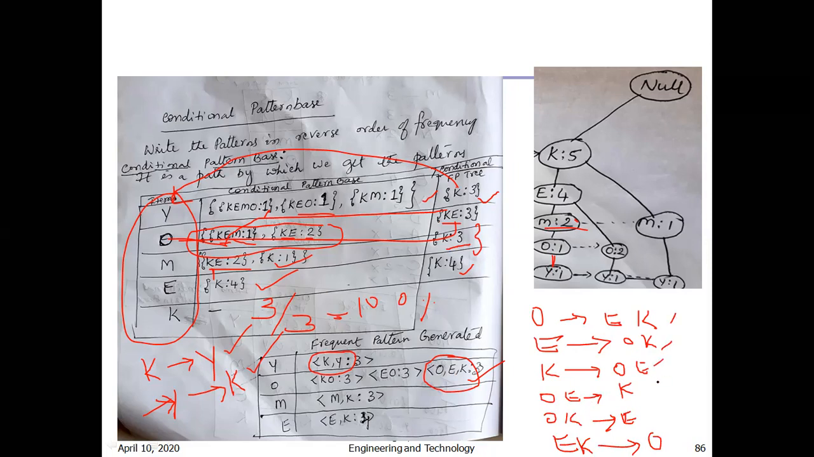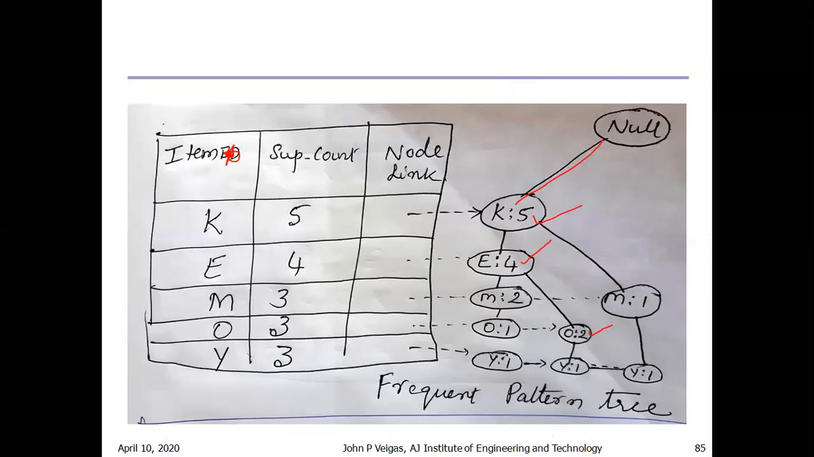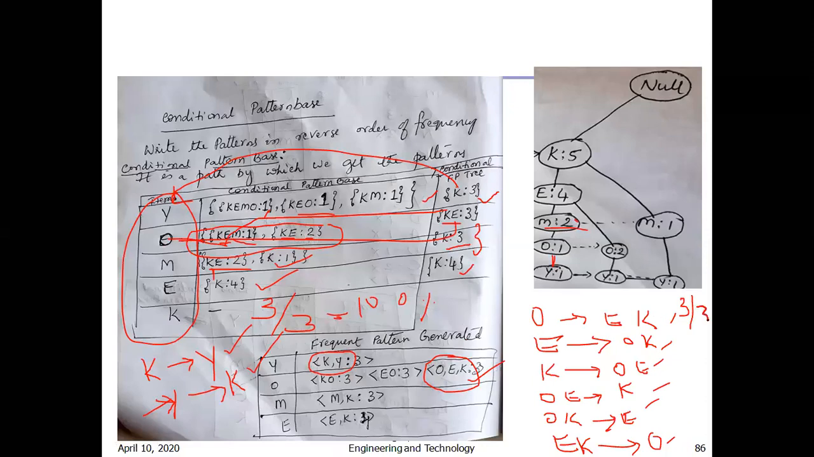For each one, we need to determine the confidence. So confidence is given by support of O, E, K together, which is 3, divided by support of O. What is the support of O? Support of O is 3. So this becomes a strong rule. Likewise, we need to determine the confidence, and finally determine the strong rules.